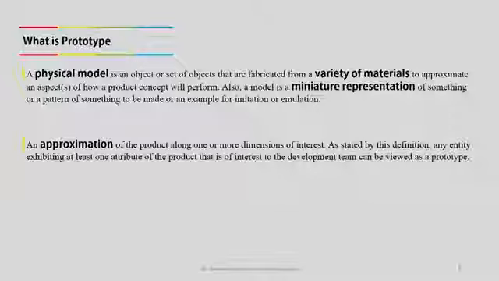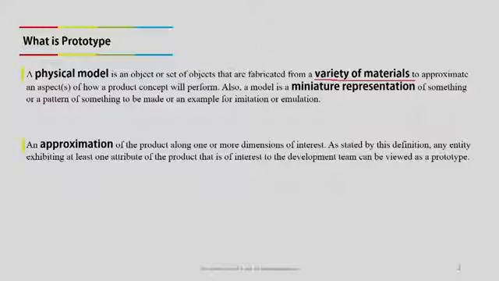Let us discuss first what is a physical model and what is a prototype. A physical model is an object or set of objects that are fabricated from a variety of materials to approximate an aspect of how a product concept will perform. Here you should keep in mind that a physical model is made up of a variety of materials. Also, a model is a miniature representation.